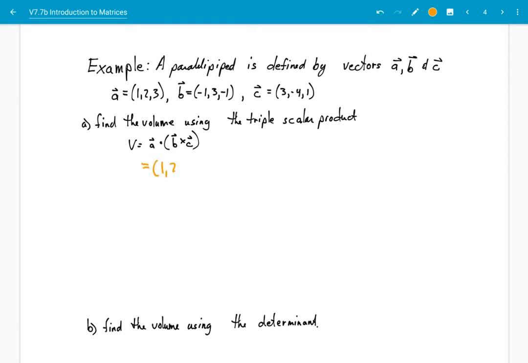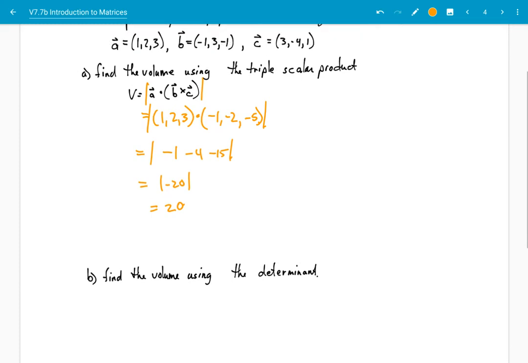A is 1, 2, and 3. B cross C, I have down that we have -1, -2, -5. Okay. Of course, it's absolute value because volume is positive. Then we dot these out. We get -1, -4, -15, which is -20, which is 20. So that's how we were doing it before. So these vectors are not coplanar, and the volume of the parallelepiped is 20.